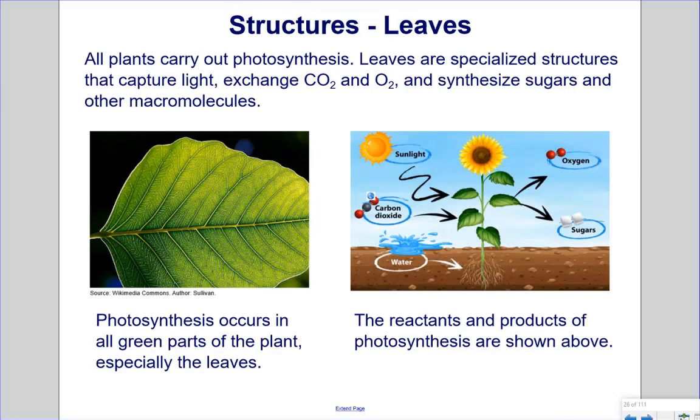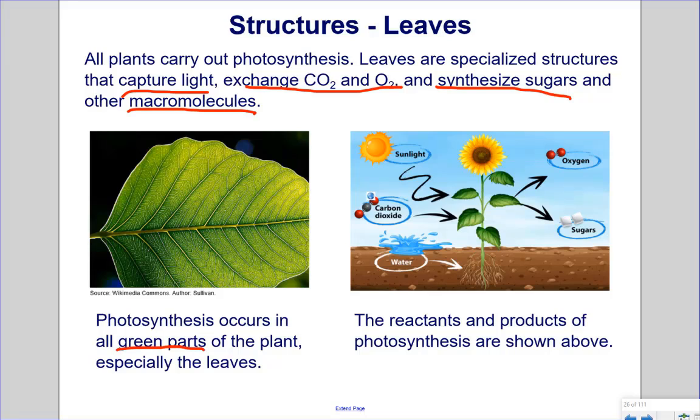Structures. Leaves. All plants carry out photosynthesis. Leaves are specialized structures that capture light, exchange carbon dioxide and oxygen, and synthesize sugars and other macromolecules. Photosynthesis occurs in all green parts of the plant, especially the leaves.